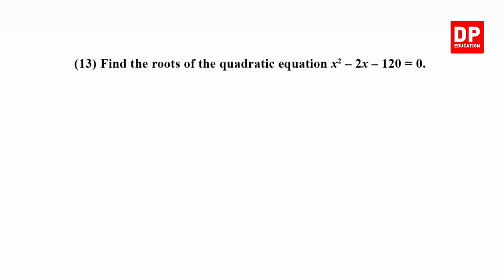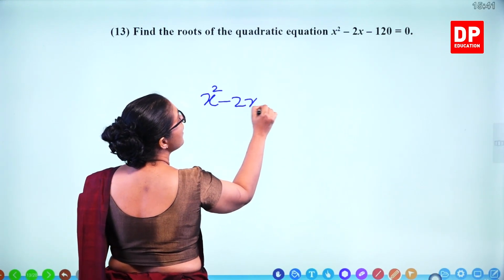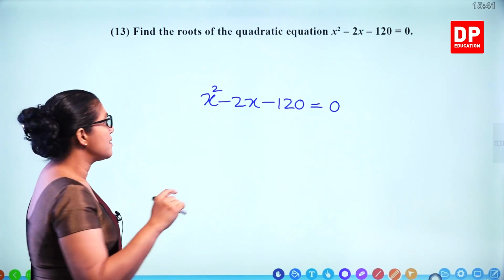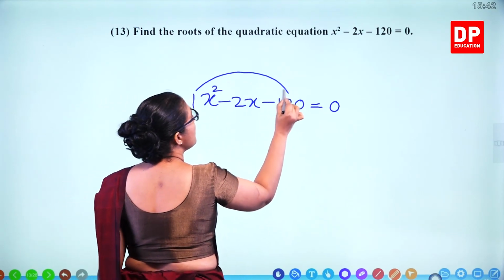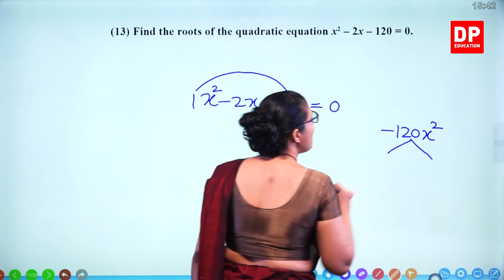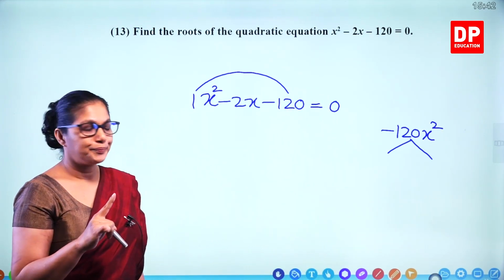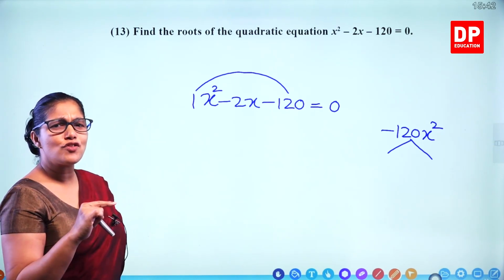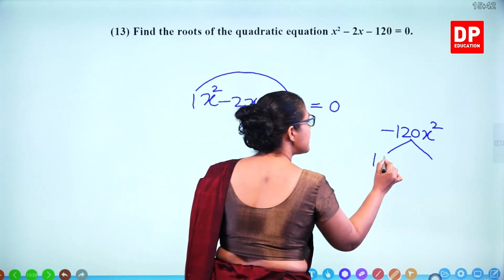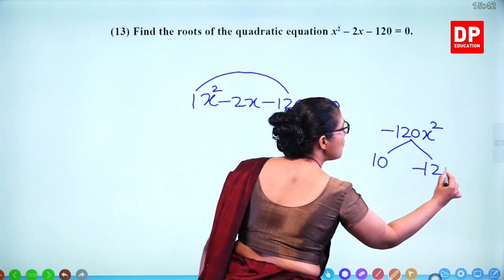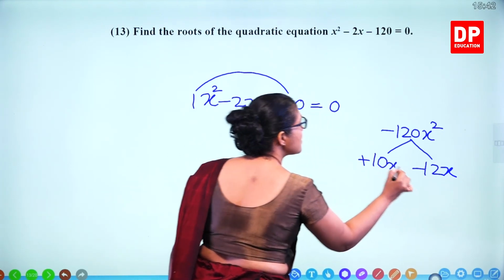Question number 13. Find the roots of the quadratic equation x squared minus 2x minus 120. How do you do that? This is 1. You have to multiply by this. You get minus 120x squared. What are the factors to get minus 2? This is minus, so you take the difference. Difference is 2. That's easy. 10 and 12. And the middle term is negative, means the bigger one is negative, the smaller one is positive.